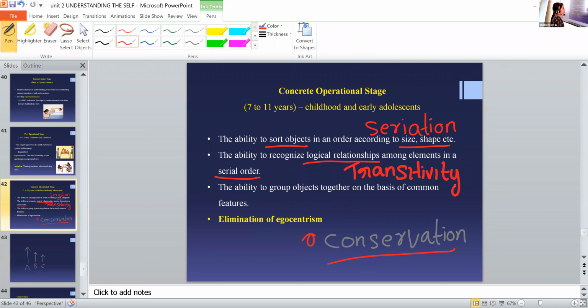So in concrete operational stage, the child develops conservation skills and they have seriation and transitivity. Seriation means the ability to sort objects in a particular size and shape. Transitivity means they gain the ability to understand logical relationships, like if A is taller than B, B is taller than C, then A must be taller than C. That is called transitivity. Is it clear?